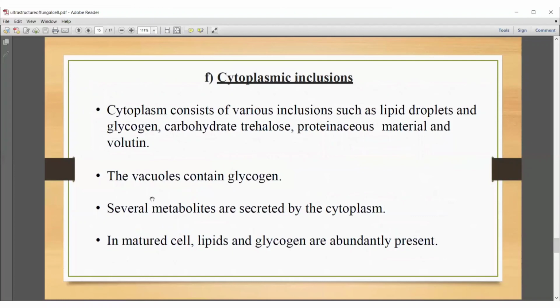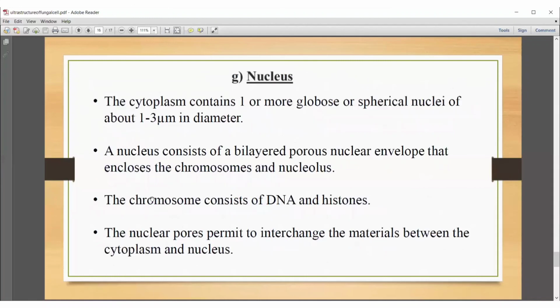Inside the cytoplasm there are inclusions. Of what types? Lipid droplets, glycogen, carbohydrate, triols, proteinaceous material, and volutin. These types of cytoplasmic inclusions can be seen in the cytoplasm. Vacuoles contain glycogen. Several metabolites are secreted by cytoplasm. In mature cells, lipid and glycogen are abundantly present. In a mature cell of fungi, what will be seen? Lipid and glycogen can be seen in larger amounts.